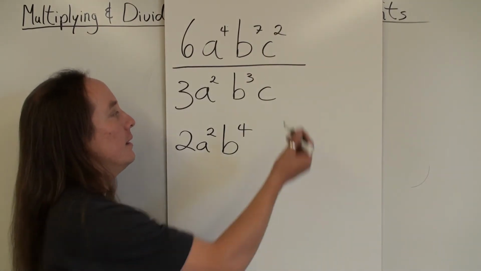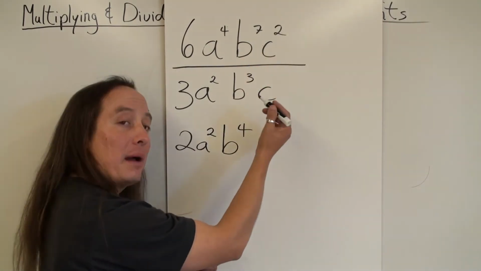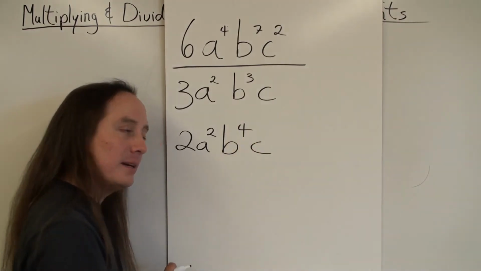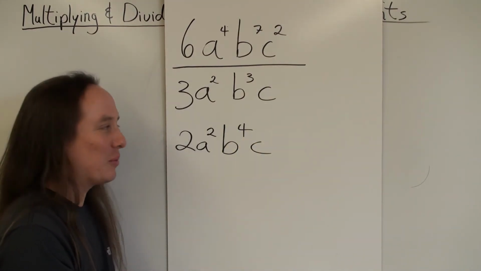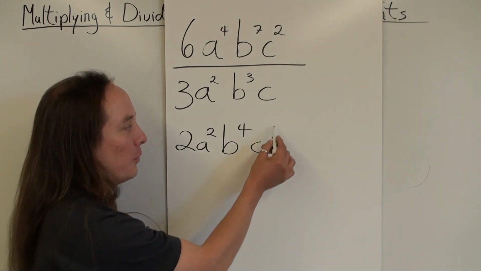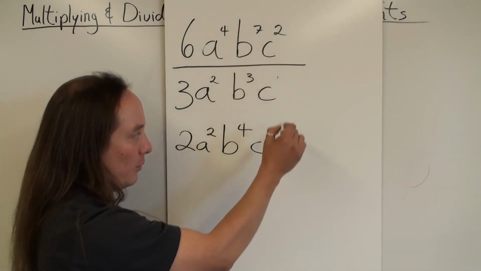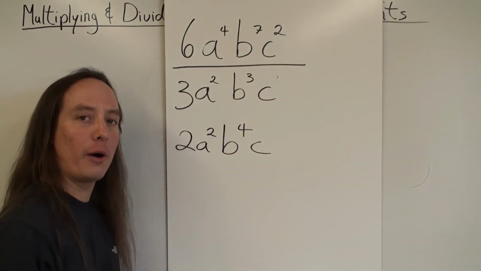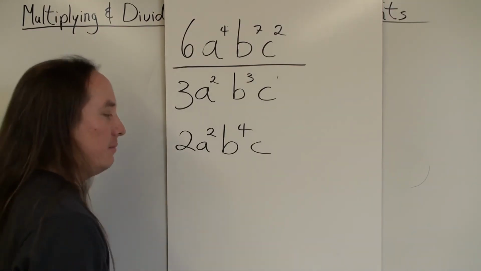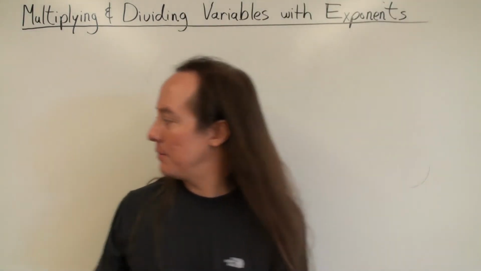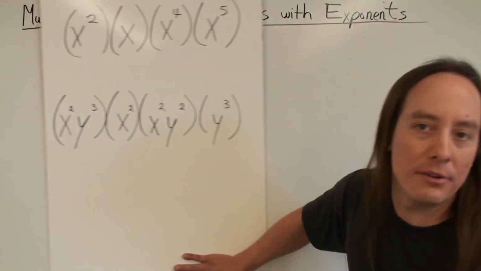Okay? And c squared divided by c is going to be c. I hope that's what you got. Okay? And we don't put the 1. 2 minus 1 is 1, but we don't put the 1, like I've mentioned before. Okay? All right. See how that was all right. That wasn't too bad. So I have a couple more over here.